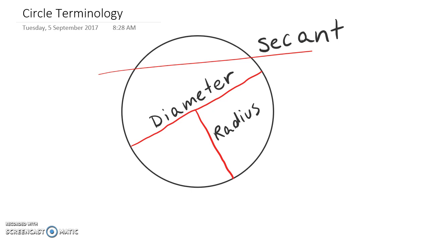Next, if we draw a line from one point of the circumference to another point of the circumference, we call that a chord.